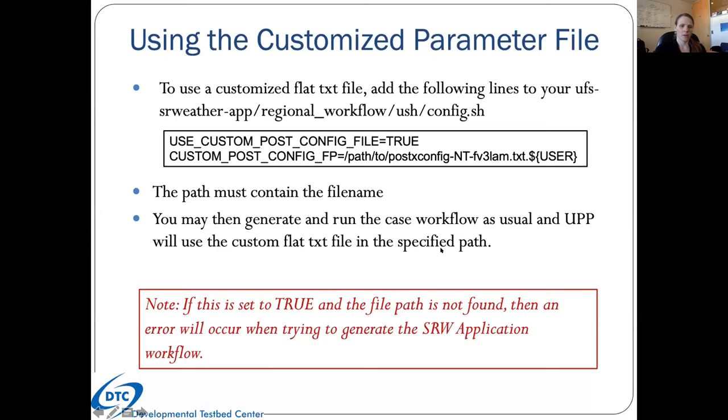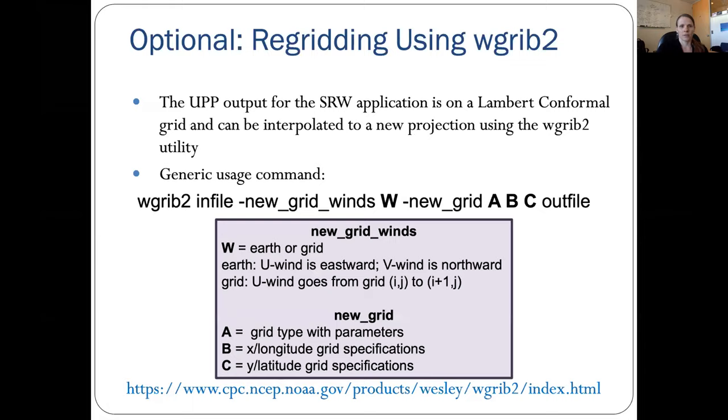I just want to note that if you do set this to true and the file path isn't found, then an error will occur when trying to generate the short range weather application workflow. So, all right, so that's the end of how you would go about customizing UPP output.